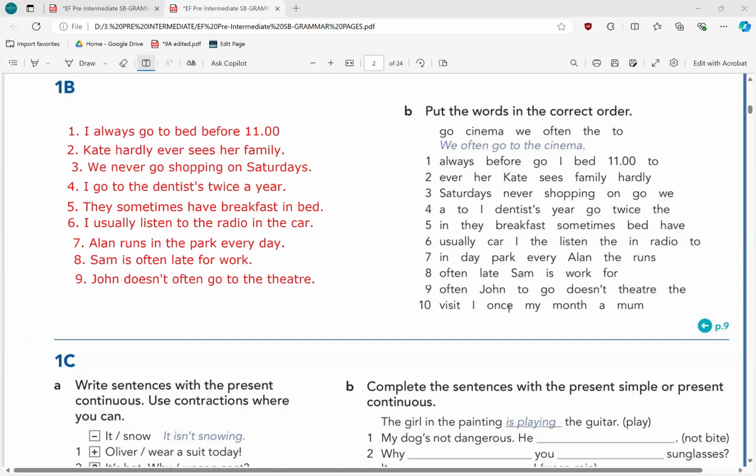10, visit, I, once, my mom. So it's very clear. Number 10, I, then we put the verb. I visit where? My mom. I visit who? I visit my mom. How often? Once a month. It means like one time a month. I visit my mom once a month. That's it. Now, in this way, we have finished the exercise, A and B part.